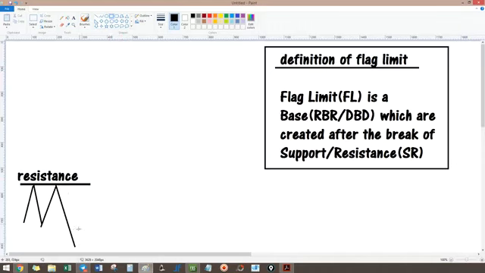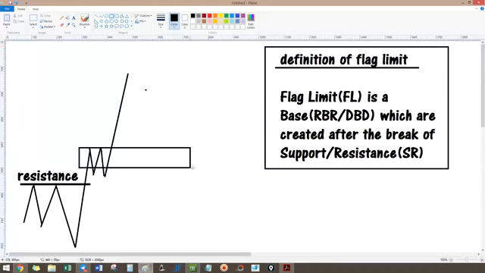So over here, you have a resistance and then it got broken. It got broken like this. After the break of resistance, usually a base will be created here. Another base, or rally base rally, and then it continues its movement up. So this base is a flat limit.